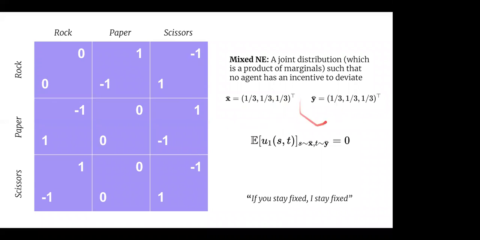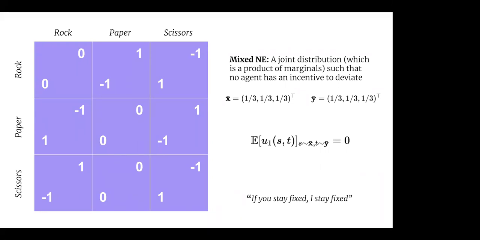Okay, and if you are agent Y, you might make the exact same argument and say, okay, well, I have no reason to deviate from a third, a third, a third. I'm not going to increase my expected utility. So I'm just going to stay where I am. And in essence, what that says is, if you stay fixed, I'm going to stay fixed. So as long as you don't change your action, I have no reason to change mine. And both agents are doing this.